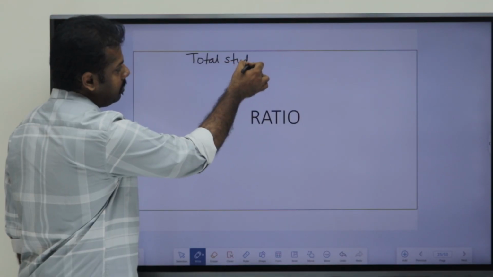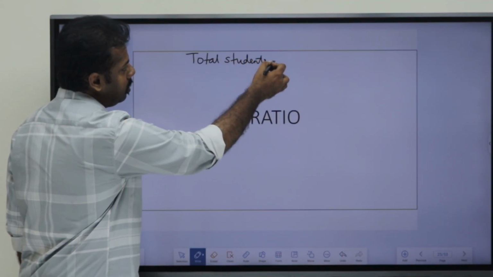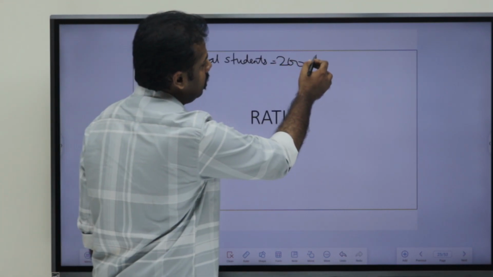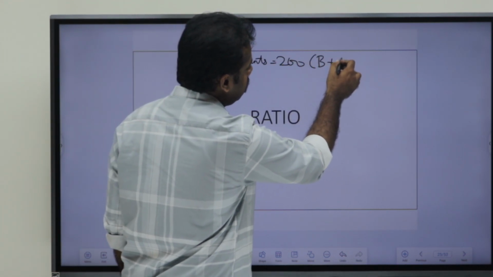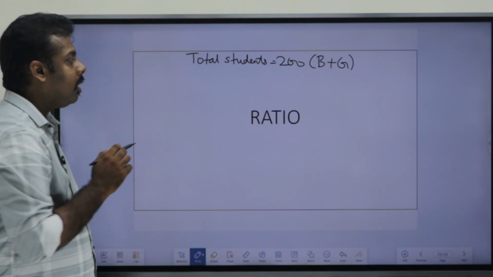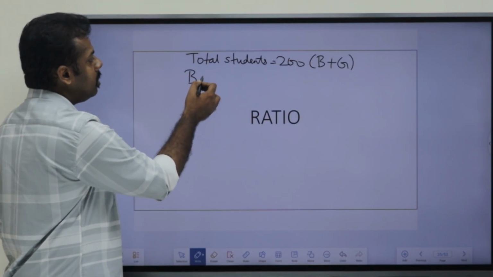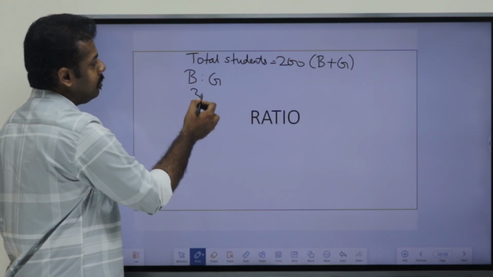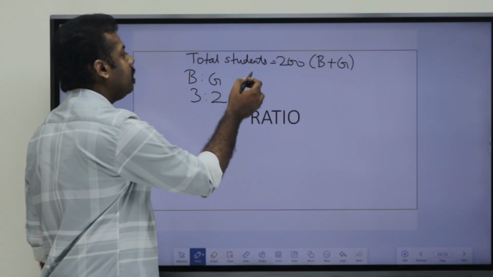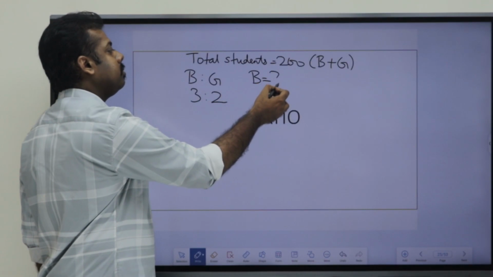in a class. So that 200 students includes a combination of boys and girls. The combination of boys and girls is giving us 200, and say they have given data that the ratio of boys and girls is 3 is to 2, and we have been asked to find the number of boys in the class.